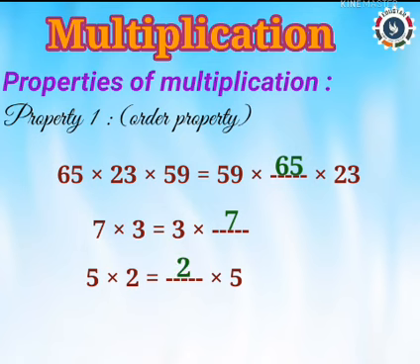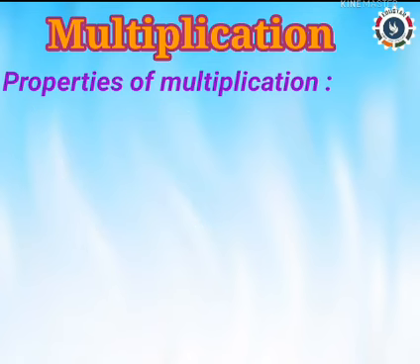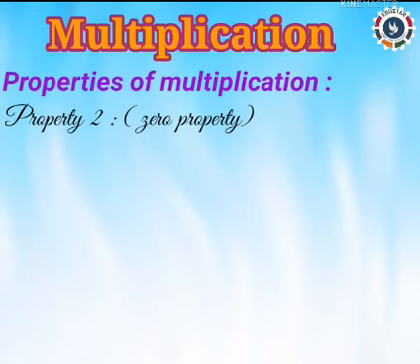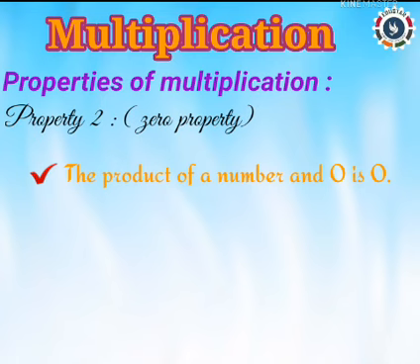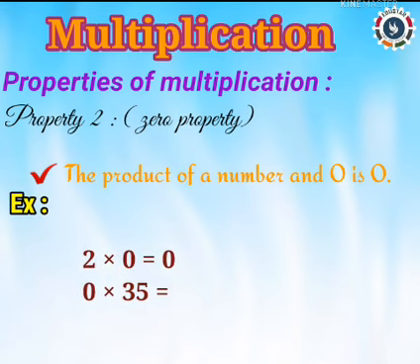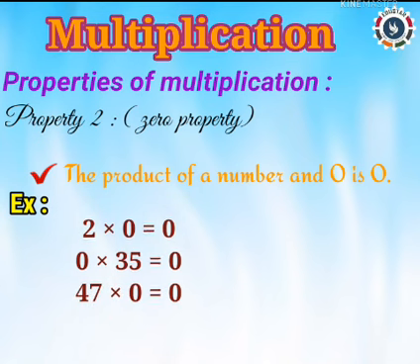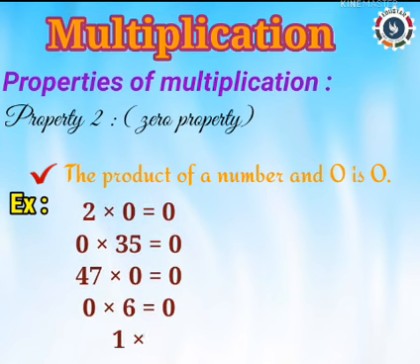Next, property number 2, zero property. The product of any number with 0 is always 0. That is, product of a number and 0 is 0. For example, 2 into 0 is 0. 0 into 35 is 0. 47 into 0 is 0. 0 into 6 is 0. 1 into 0 is 0.